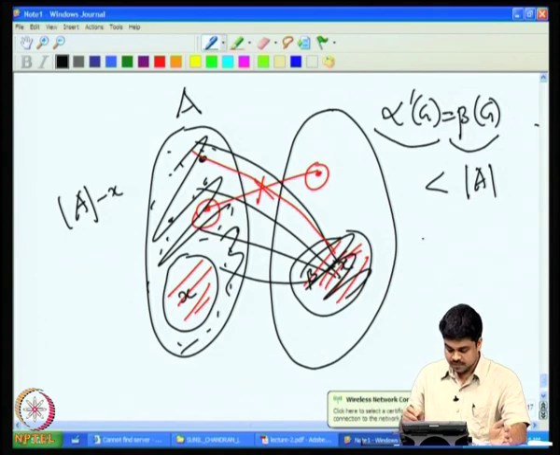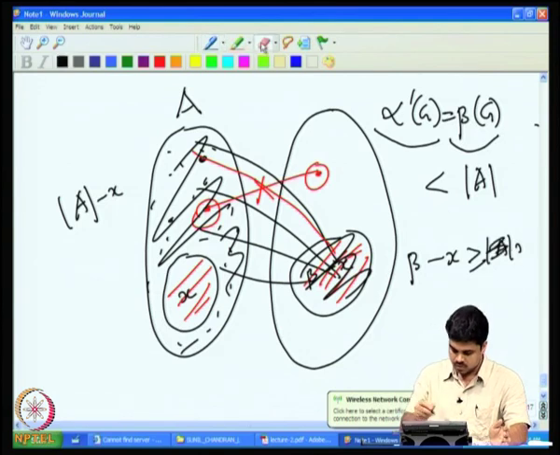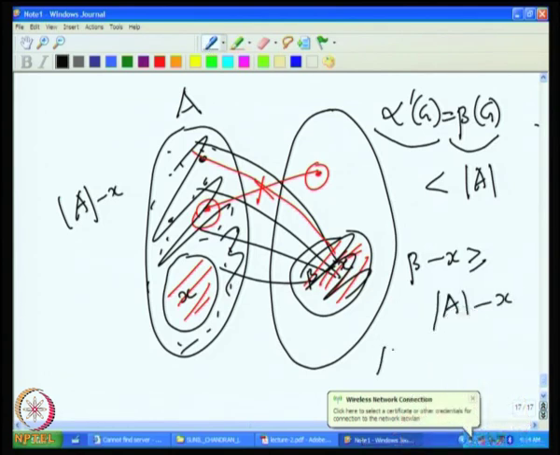So, what do we get? By Hall's condition, beta minus x has to be greater than or equal to A minus x. So, beta has to be greater than or equal to A, isn't it? But this is a contradiction, because beta has to be equal to alpha dash, and alpha dash we have already said is less than A. So, therefore, we get a contradiction.